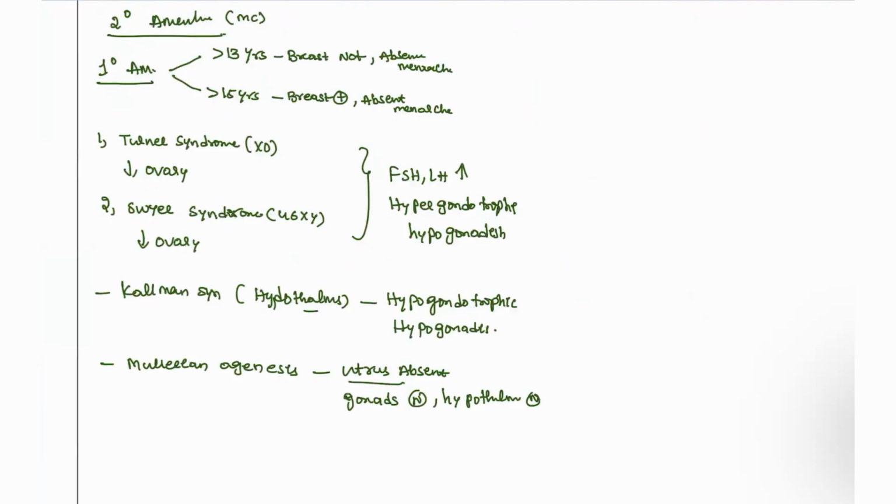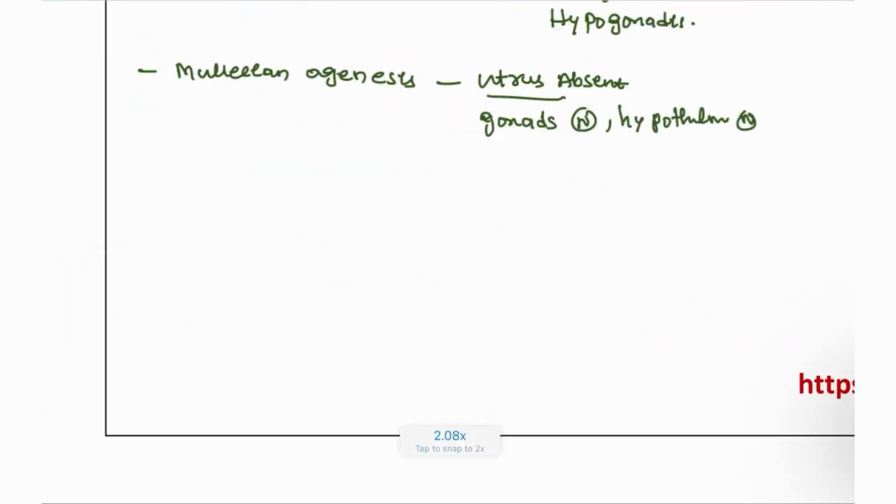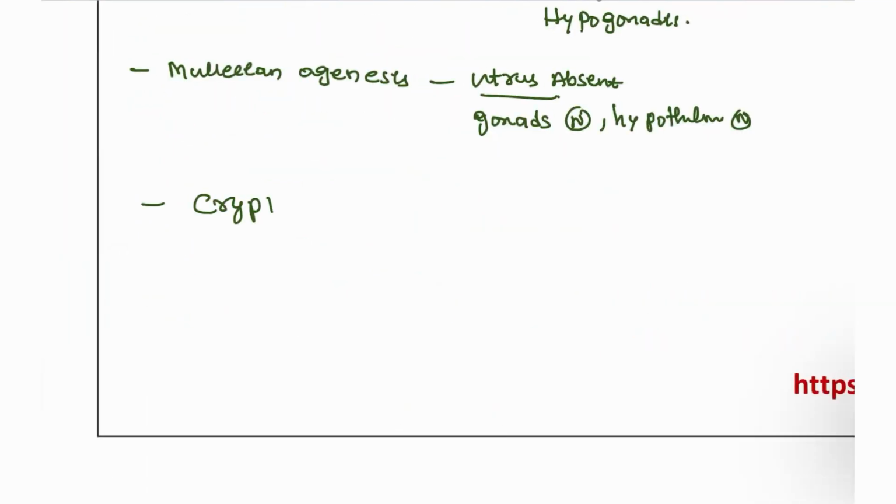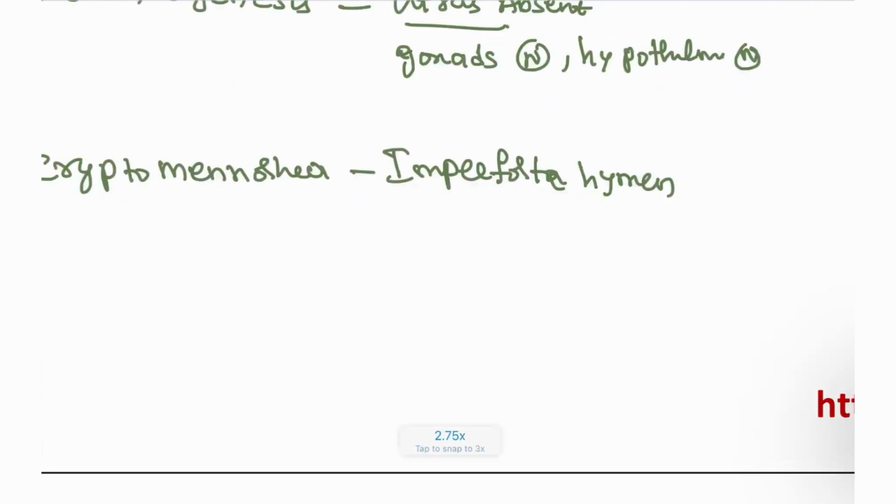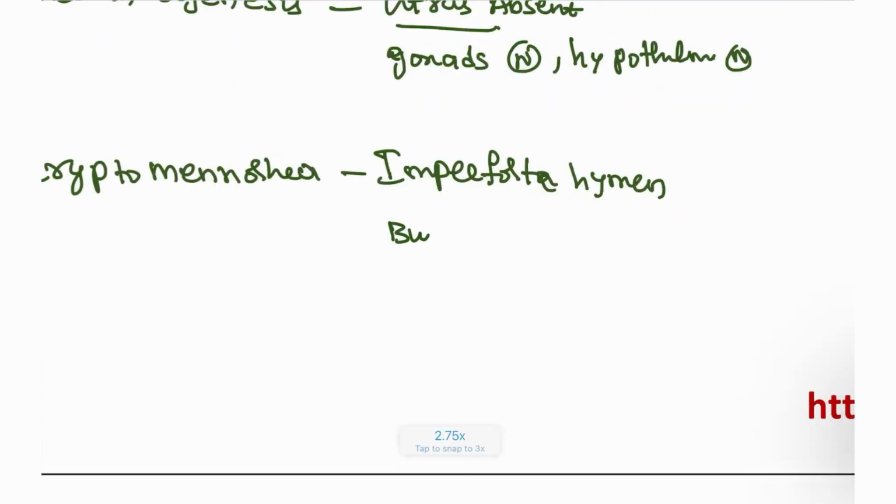Next, other causes will be cryptomenorrhea, the patients who are suffering from hidden menses. The most common cause of cryptomenorrhea will be imperforate hymen, right? When you examine a patient with imperforate hymen, you are going to see a bulging and tense hymen.